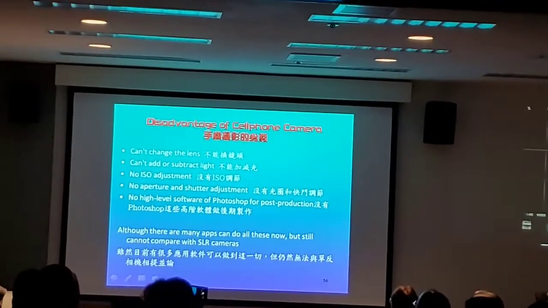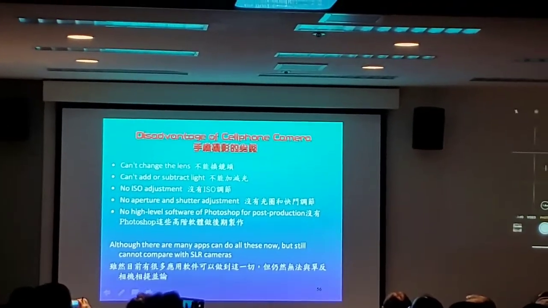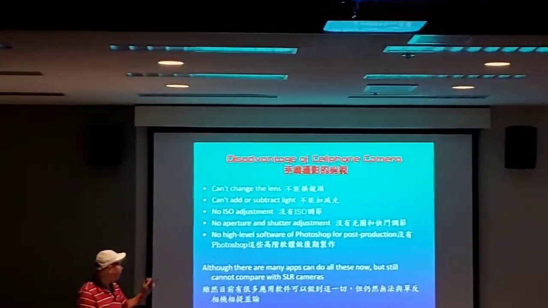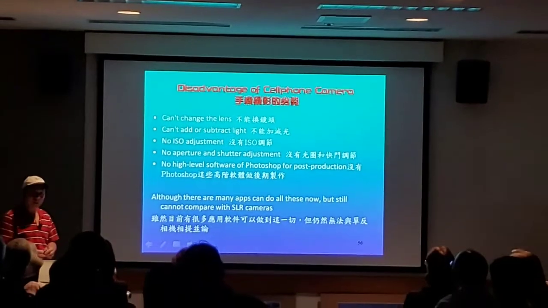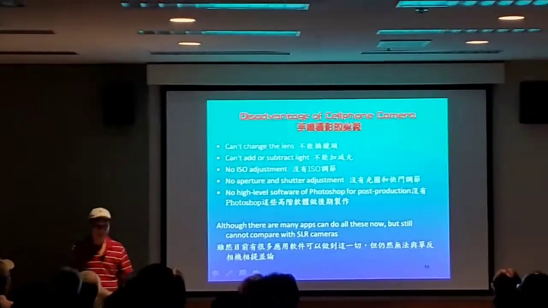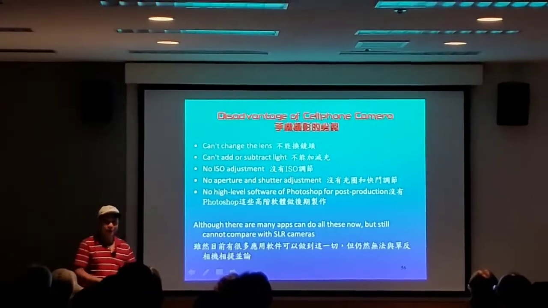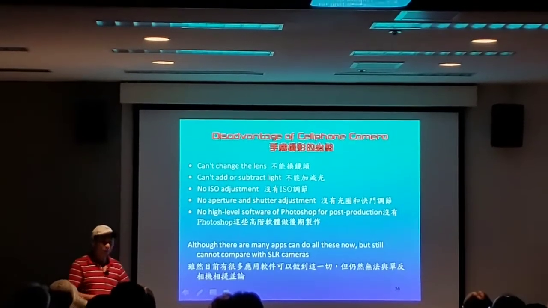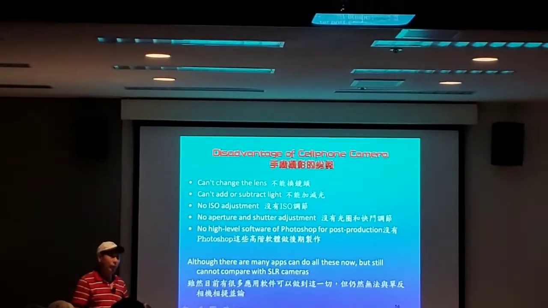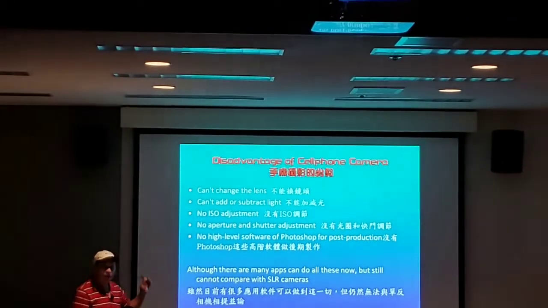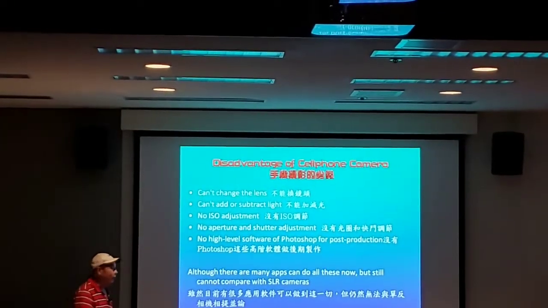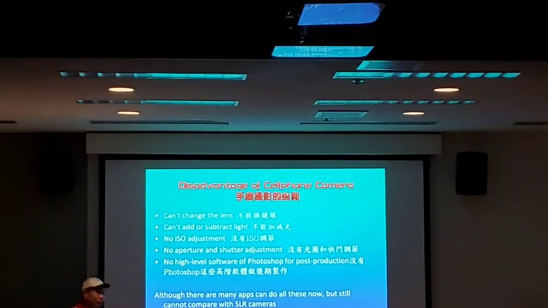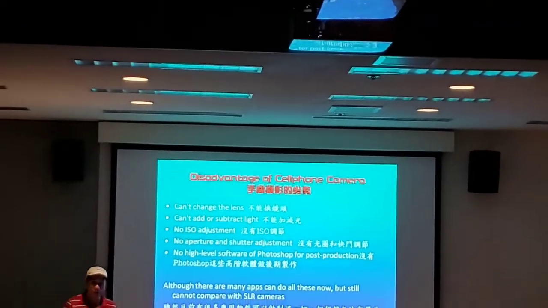And you cannot add or subtract lines. Like you cannot do that. And you cannot do an ISO adjustment. People say, oh, no, you can do that. Yeah, I know. If you use add, you can do all kinds of stuff. But with the iPhone camera coming, none of this can do it. And if we have to do all this stuff, I get to use my DSLR camera.